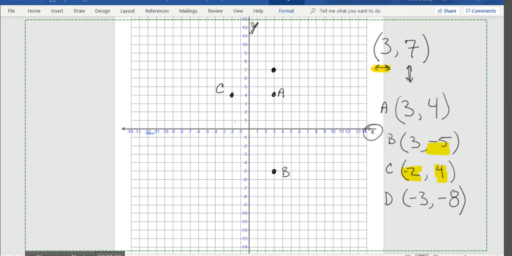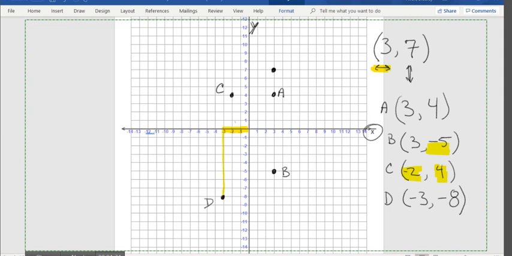Okay, and now let's look at our last point here. Point D, negative 3, negative 8. Negative 3: 1, 2, 3, negative 3, negative 8. Negative 1, 2, 3, 4, 5, 6, 7, 8. Negative 8. And that would be point D.